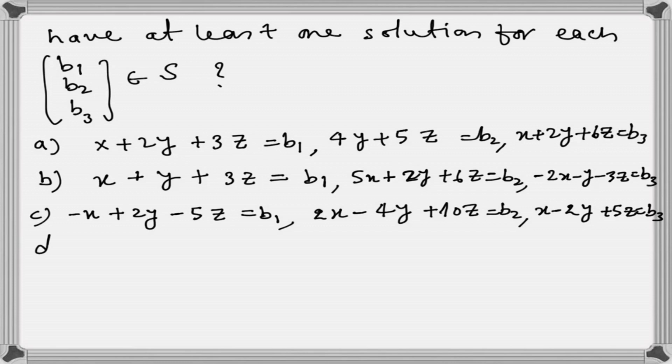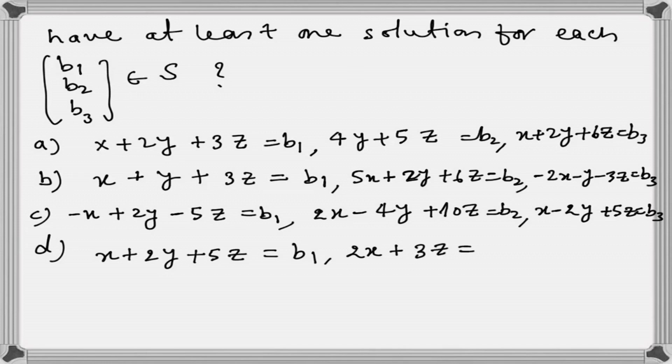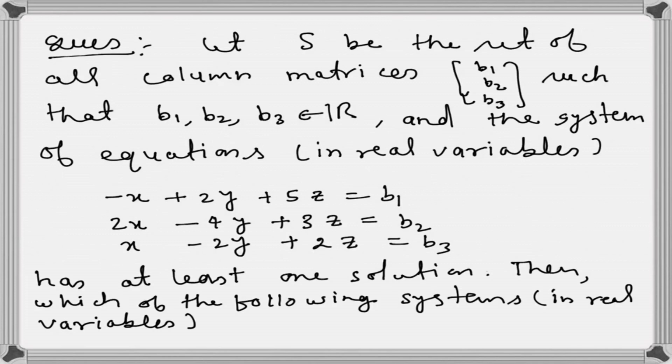The part D is x plus 2y plus 5z equals b1, 2x plus 3z equals b2, x plus 4y minus 5z equals b3. Okay, so let's go back and read this question carefully.